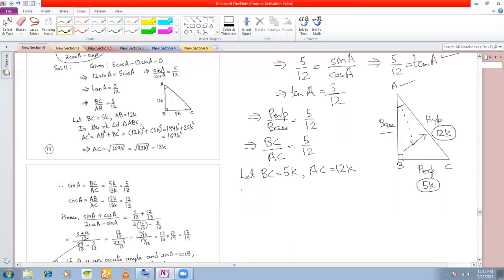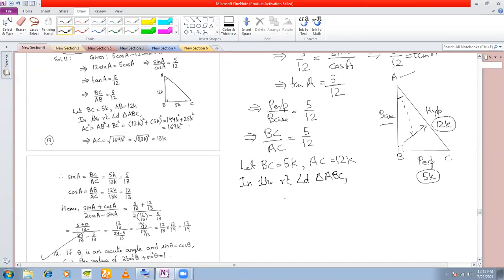So let's start with finding out AB. In the right angle triangle ABC, hypotenuse BC square is equal to AB square plus BC square. Okay, now you put the value of AC. AC is 12K, you know.